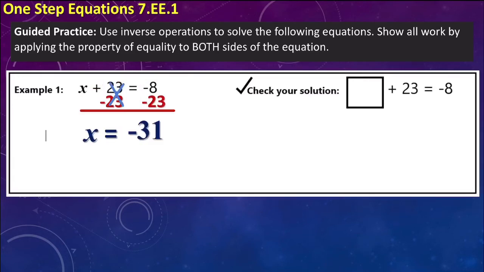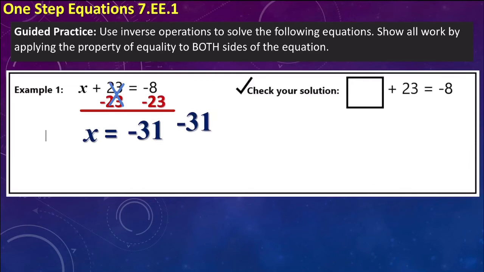Now at this point, what you can do is check your solution. You should always be checking your solution. I know a lot of times when we do math, we're like, I didn't get it wrong. I do math perfectly. I never make mistakes. But that's probably a mistake thinking that way, because we all make mistakes. We're all not perfect. Let's see if that negative 31 makes that a balanced, or what we call a true equation.